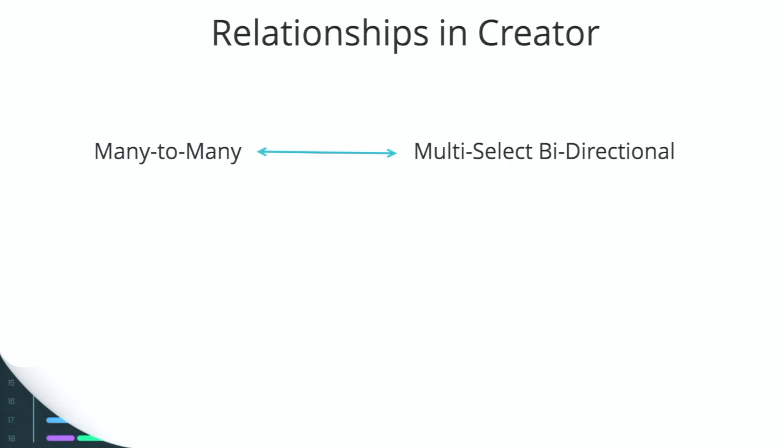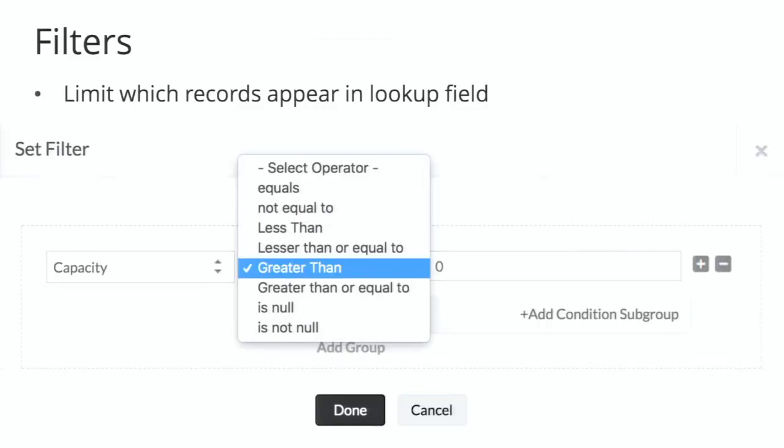In the case where you are somebody who needs a many-to-many relationship in your application, what you would do is you would choose a multi-select bidirectional lookup field. And I know that that is the worst name for anything, but we'll cover bidirectional in just a second. We'll explain what that means.